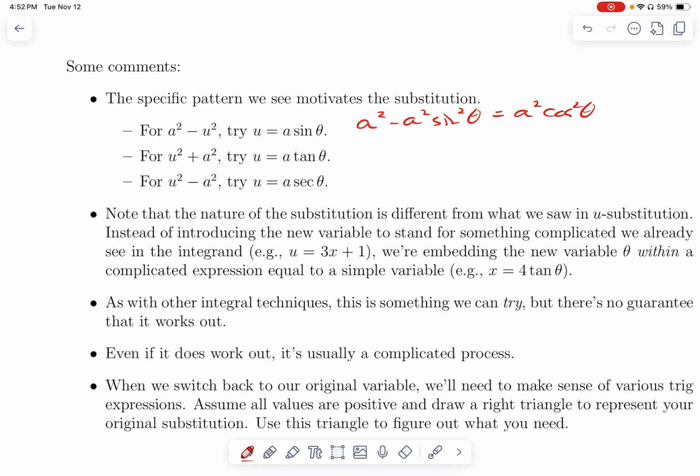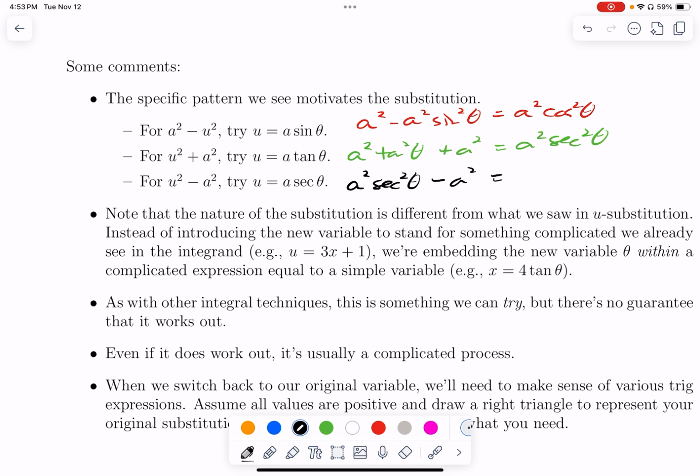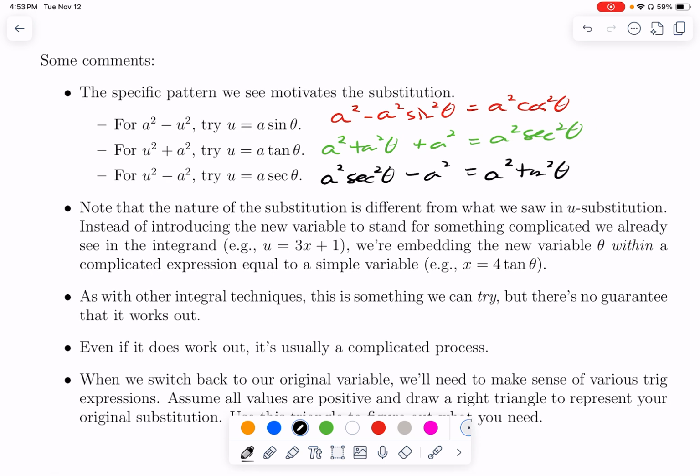If there's a radical in there, even better. If we see that we're adding them together, we'll try tangent. Because there we would have a squared tangent squared theta plus a squared, which simplifies to a squared secant squared theta. And if we're subtracting in the other order where it's variable minus number, then we'll try secant. So then it would be a squared secant squared theta minus a squared, which simplifies to a squared tangent squared theta. Okay, so keep those in mind.